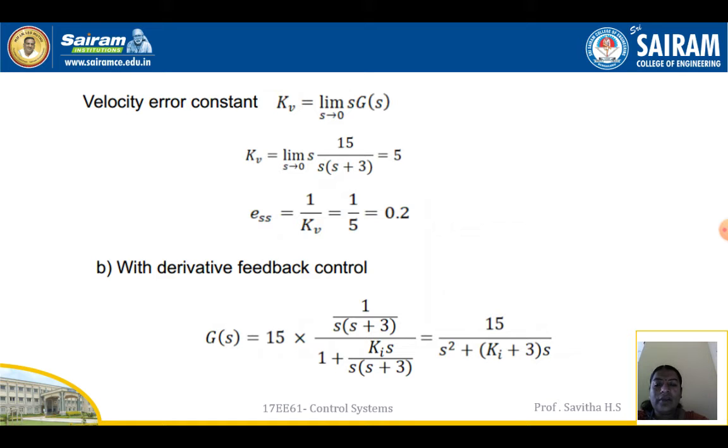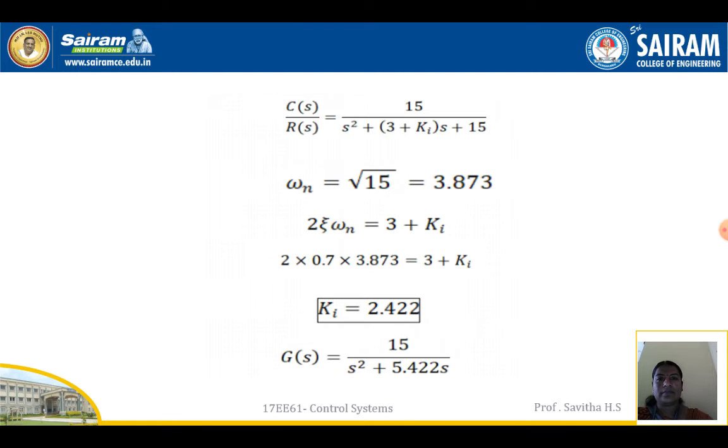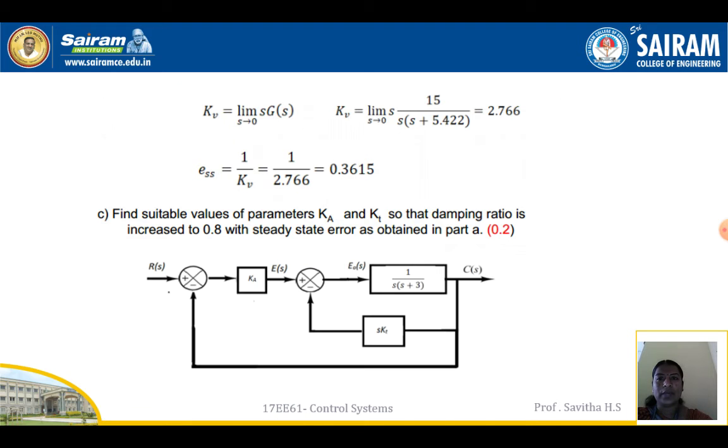With the derivative feedback control, G(s) is equal to 15 into 1 by s into (s plus 3) divided by 1 plus Kt s divided by s into (s plus 3). So G(s) is 15 divided by s square plus (Kt plus 3) into s. So C(s)/R(s) is 15 divided by s square plus (3 plus Kt) into s plus 15. Omega n is square root of 15, 3.87, and 2 zeta omega n is equal to 3 plus Kt, and Kt is 2.422. So G(s) is 15 divided by s square plus 5.422 s.